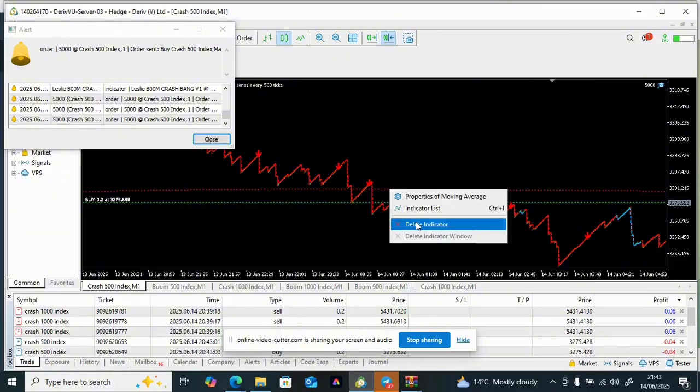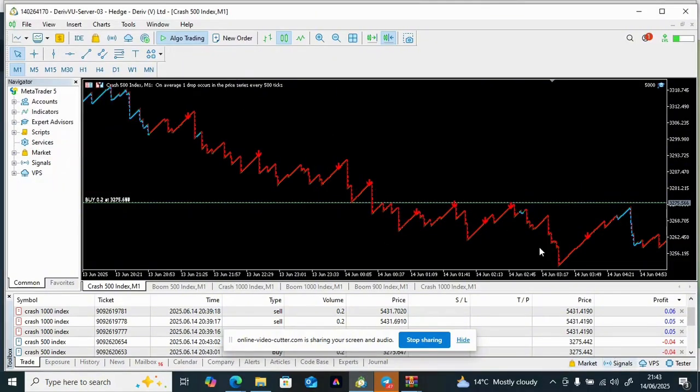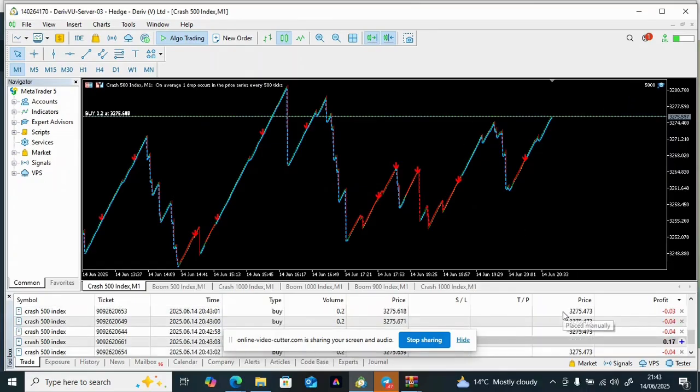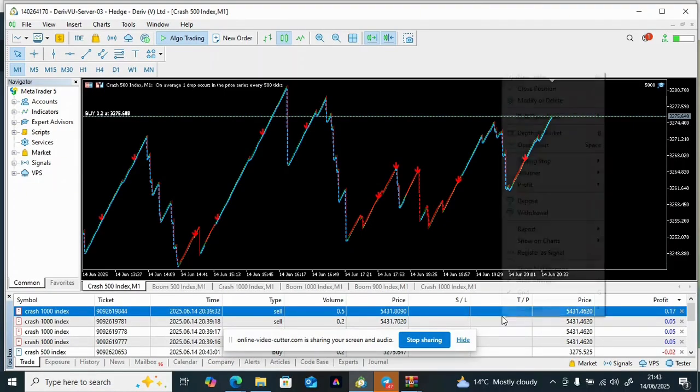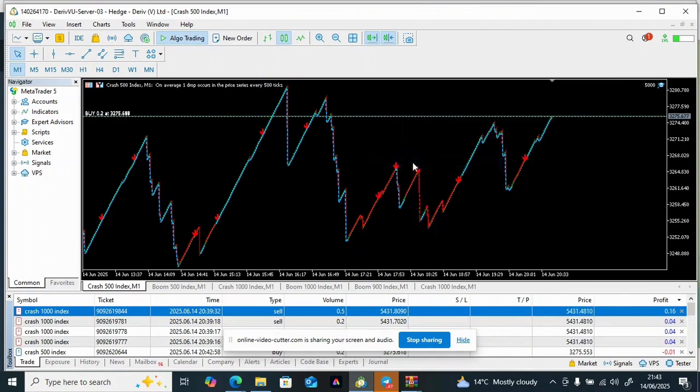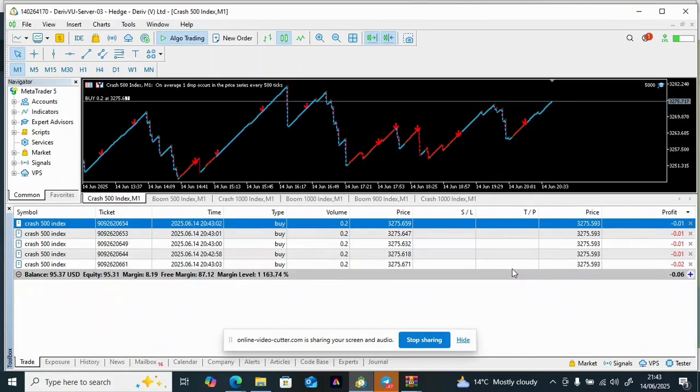So my monthly robot just started, guys. Let me just show you something. This is what I call my monthly robot. It opens positions for me and I trade it for a month, then I do some cash out. So I need to close Crash 1000 positions. That's it. As you can see, it opens some positions for me. So that's one. How many? 1, 2, 3, 4, 5.